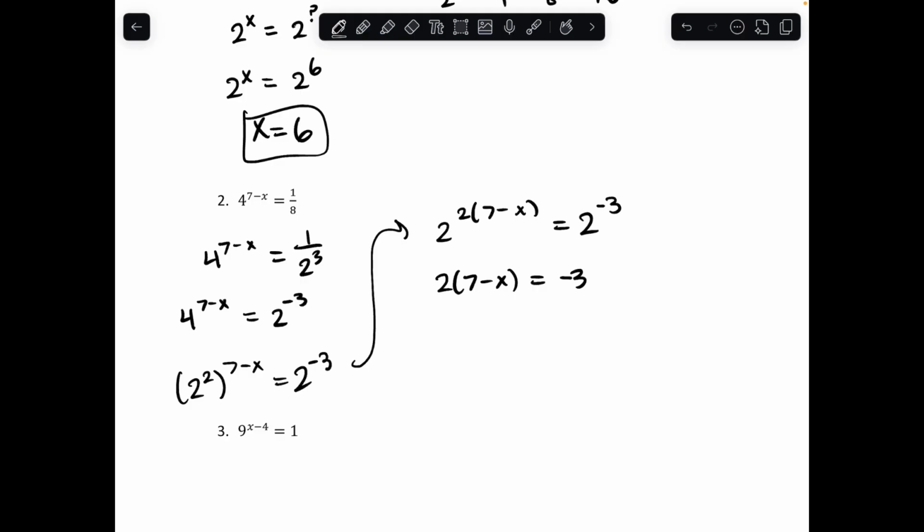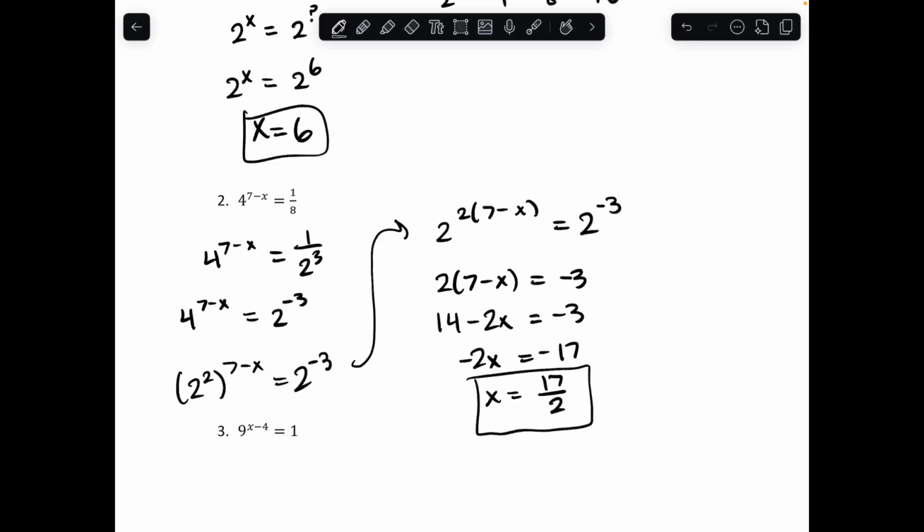Now we can start trying to solve for x, and so let's go ahead and distribute this 2. So this will become 14 minus 2x is equal to negative 3. And then we'll have negative 2x is equal to negative 17. And then finally we get that x is equal to positive 17 over 2, or 8.5. Let's go ahead and check out number 3.